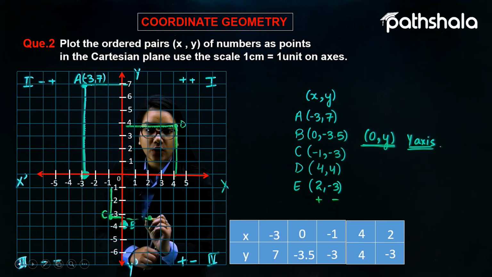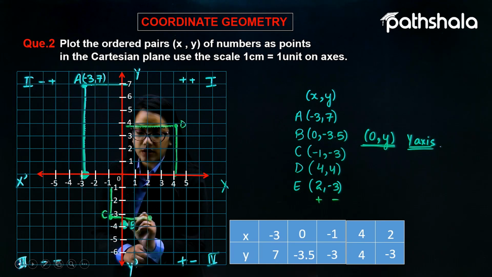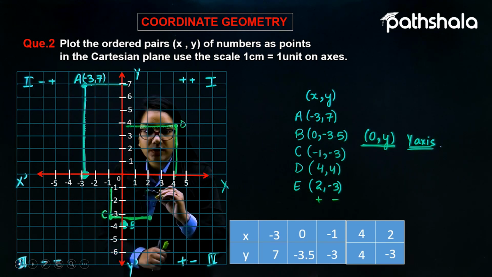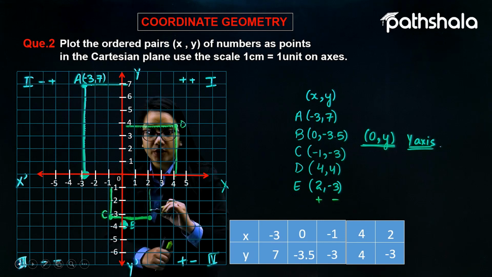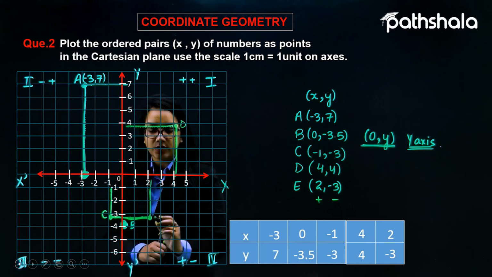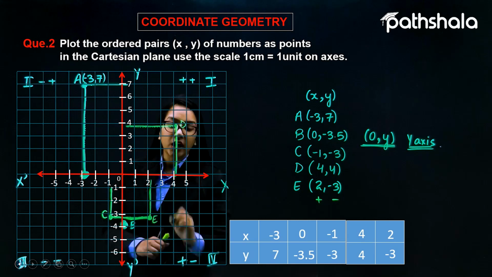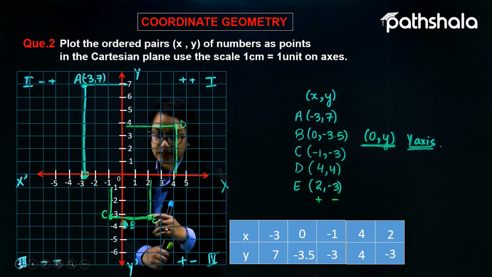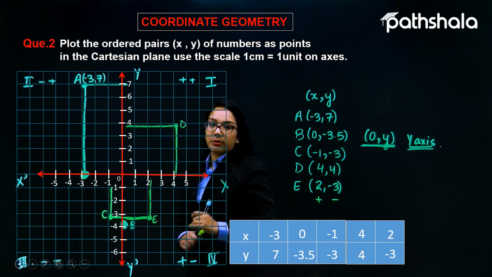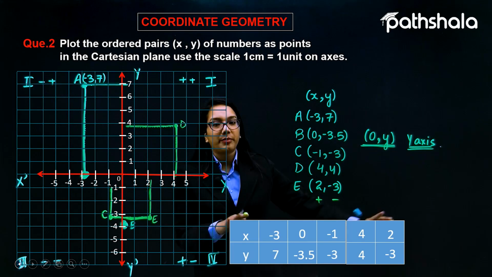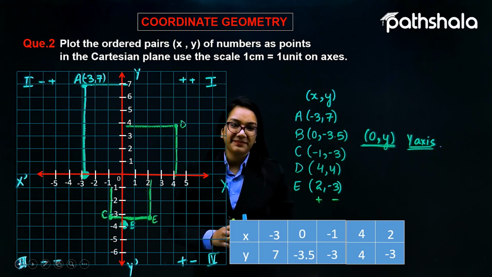So this is my 2. Let us suppose I am joining it with this. So this is my perpendicular distance, and furthermore this is my perpendicular distance from the point 2. Wherever both of these perpendicular distances intersect each other, this point of intersection is called the point E, whose abscissa is 2 and whose ordinate is minus 3. So this is my point E. This is all about plotting all these ordered pairs in this Cartesian plane.